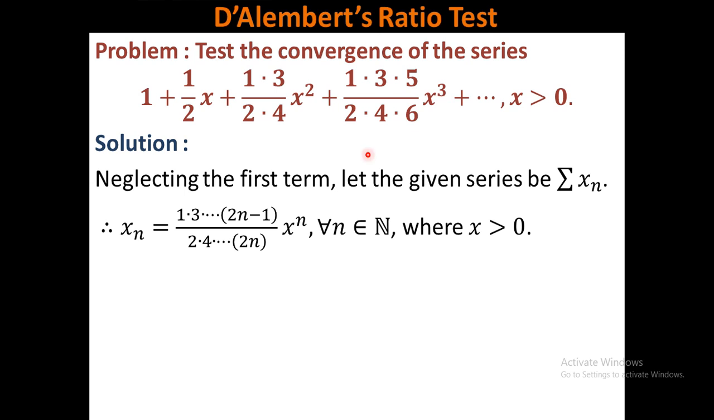That means here since this is nth term xn, the denominator ends with 2n, so the numerator ends with 2n minus 1, that is the integer before 2n. So 1·3·up to 2n minus 1 and denominator 2·4·up to 2n. So here xn plus 1 will be 1·3···2n plus 1 minus 1, that is 2n plus 1, and the denominator ends with 2 into n plus 1, that is 2n plus 2.